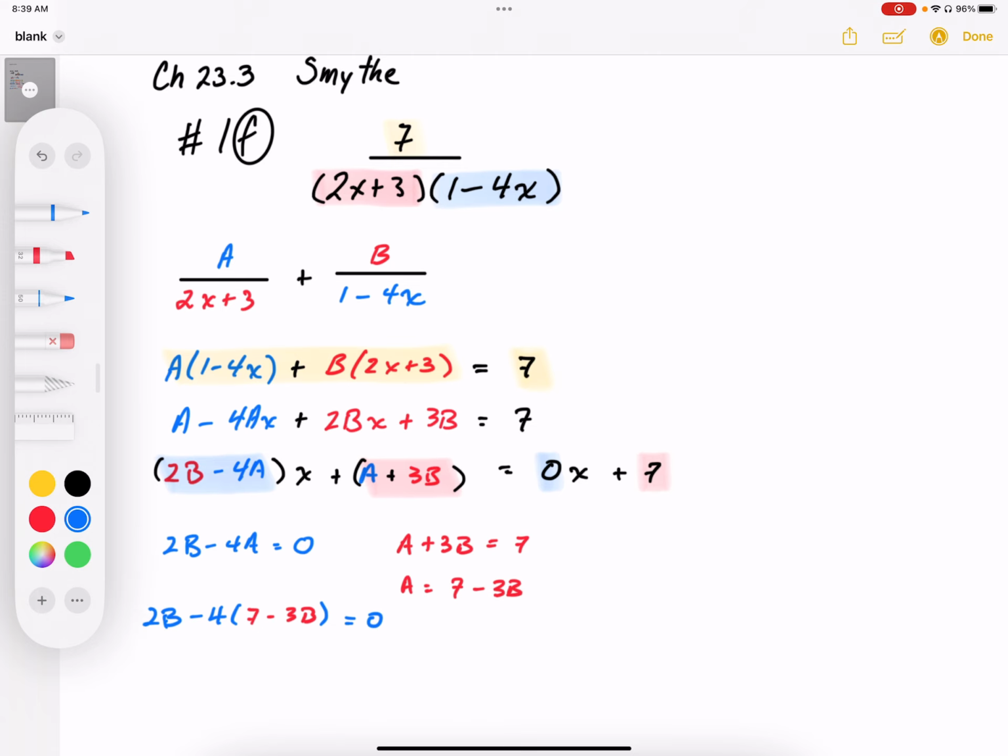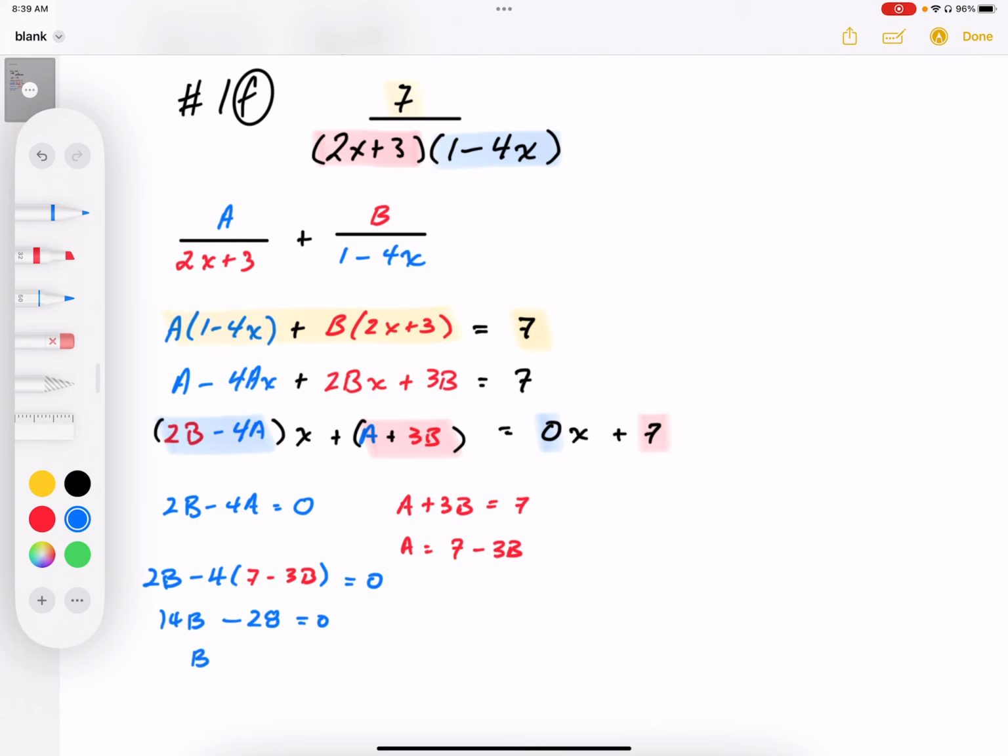So we expand this out, we end up with a 2b and plus 12b, so 14b minus 28 equals 0. Solving this equation, we add 28 to both sides and divide by 14. We get b equals 2. So that represents the solution for b. And then for a, I plug it back into my equation. So I get a equals 7 minus 3 times b, which we solved was 2. And so we end up with a is equal to 1.